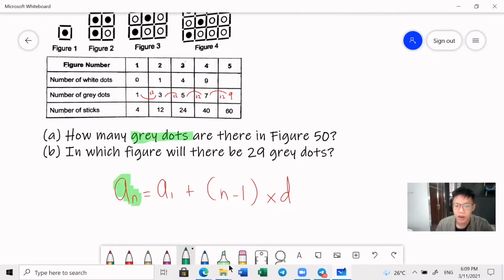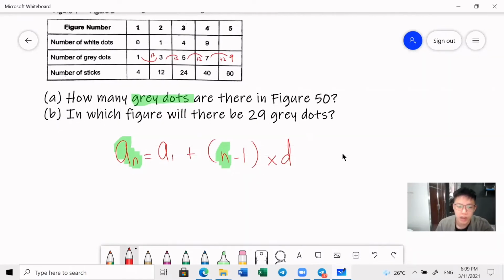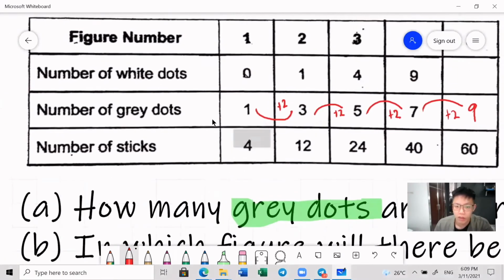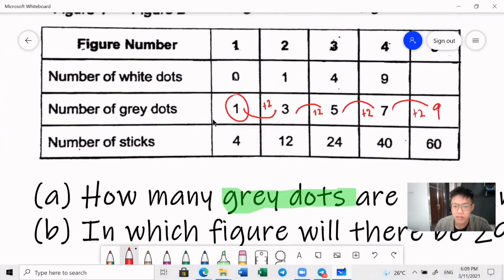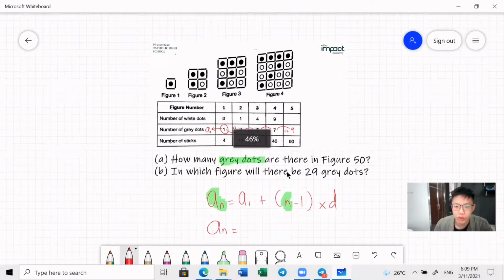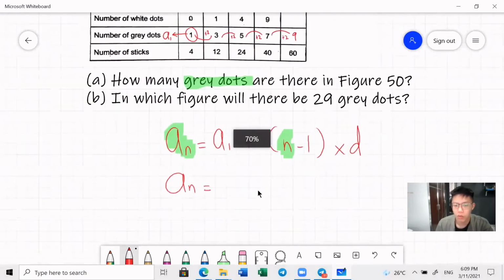Make sense? All right. And I see just now, if this is the unknown, then definitely I will have n. What is the n? n is figure 50. Make sense? So what I want to do is I want to pen it down. I'm just going to write down whatever I know. An equals to A1. What's A1? As you can see over here, A1 is the value of figure number 1. So we go to figure number 1 for number of gray dots and we look at the value. Can you see this is A1? All right.